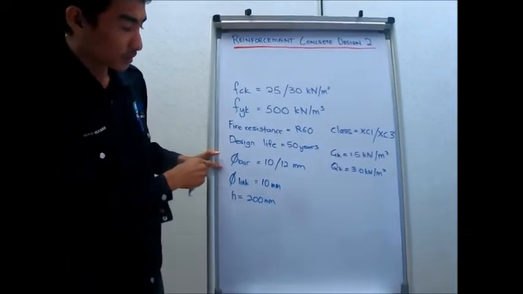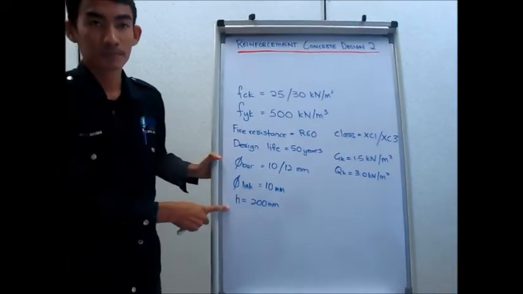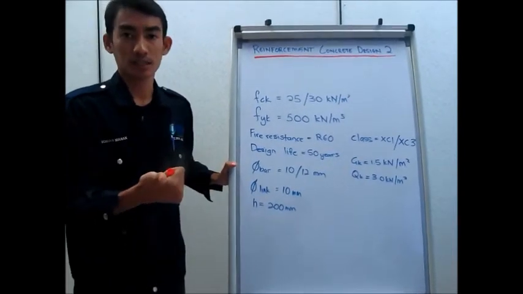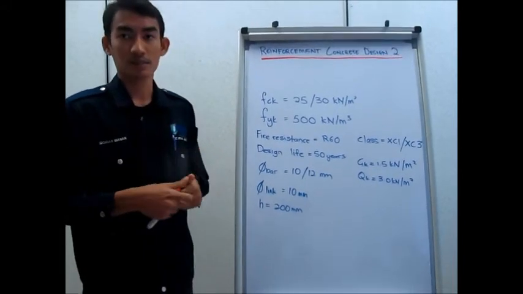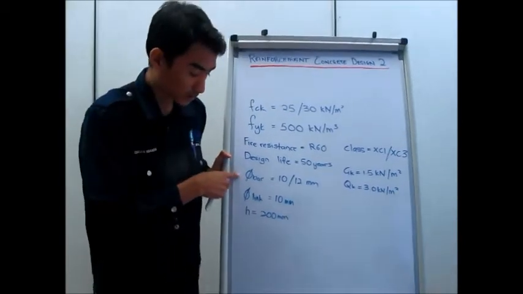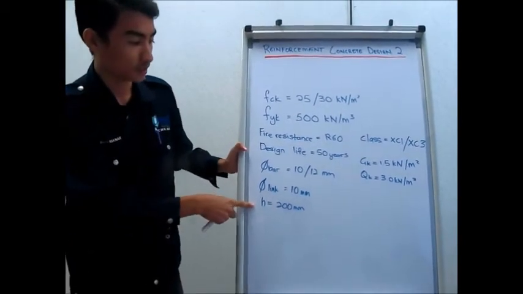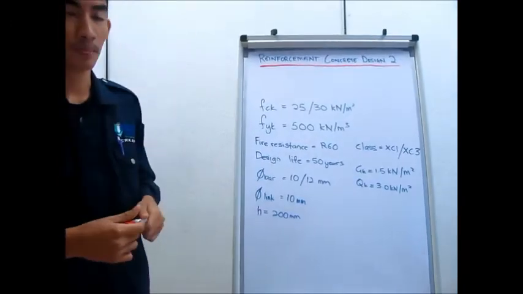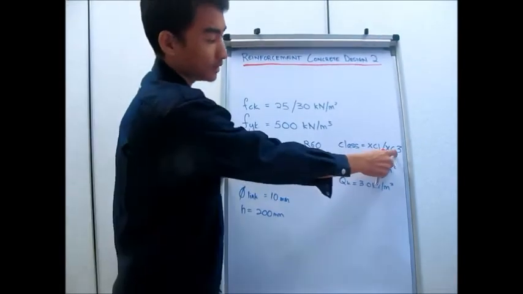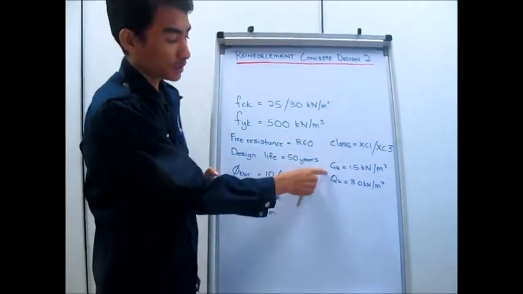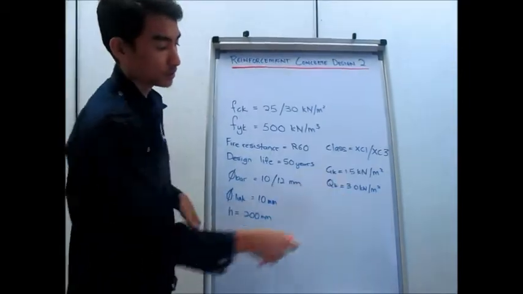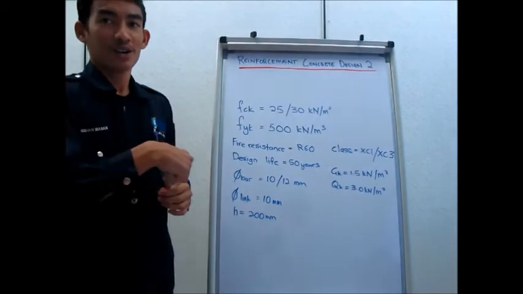The next one depends on the analysis we use. For the slab we use a different bar diameter and thickness, and for the foundation we use a different type. This is just the overall for the building. The classes we use are XC1 and XC3. The Gk and Qk we use are 1.5 kilonewton and 3 kilonewton per meter squared for the overall building.